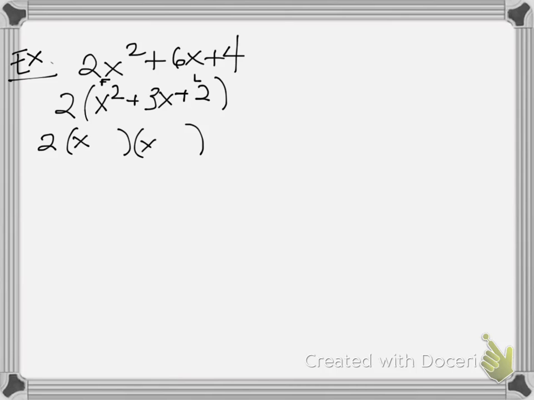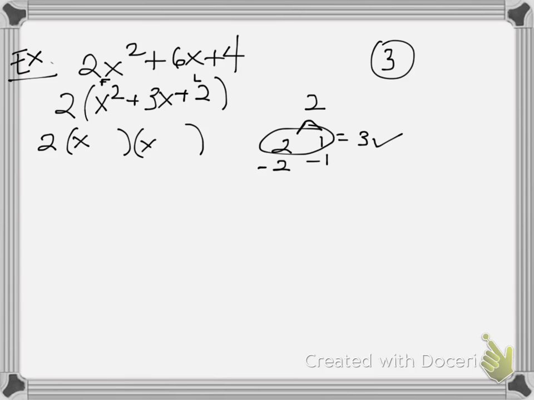Now we're going to look at this last term of 2. Find factors of 2 that equal up to our OI term of 3. Remember, factors of 2 that you can add together that equal 3. So let's look at the factors of 2. We have 2 and 1. And remember the opposite factors of negative 2 and negative 1, right? So 2 plus 1 equals 3. That's what we want. Those should be our factors.